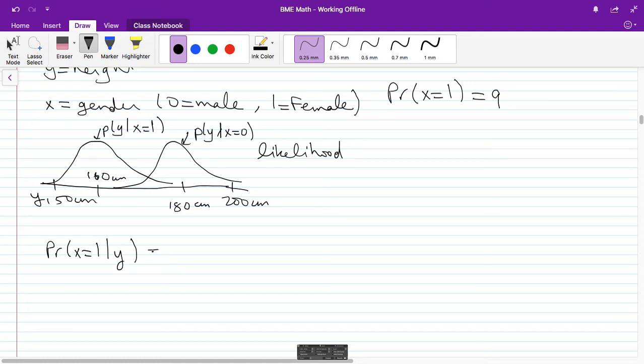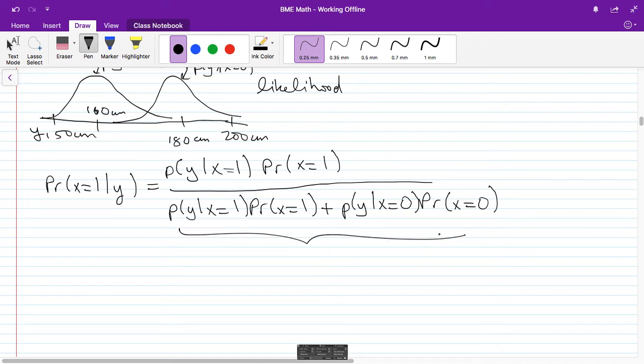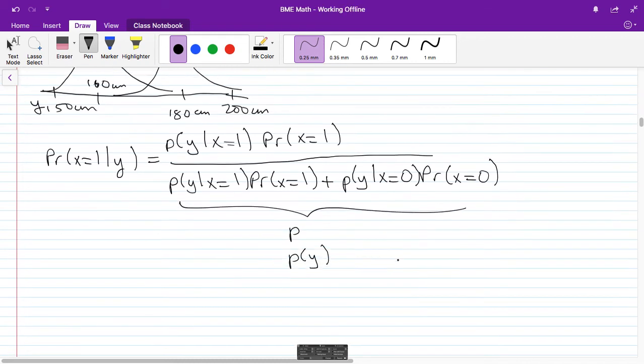So of course that's equal to the probability of y given that the person is female times the prior probability of being female, divided by the marginal probability of y coming from a female person times the prior, plus the probability of y from a male times the prior probability. This is the marginal probability of the height.